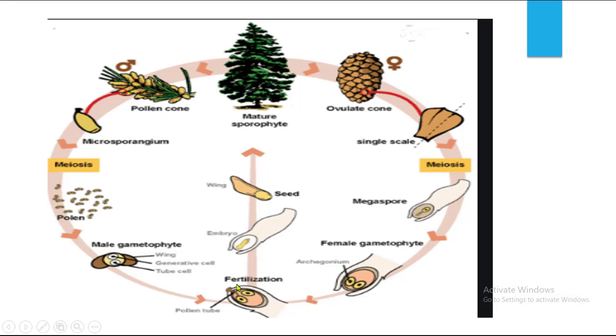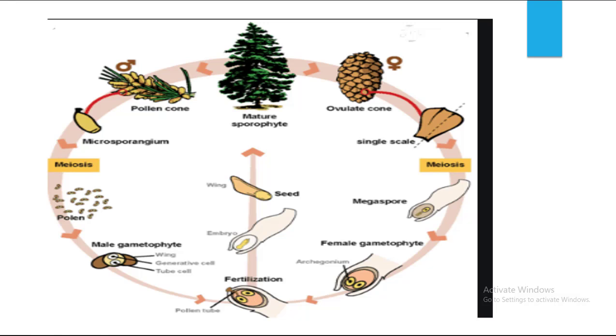But fertilization, this was pollination. When the pollen falls on the archegonium, this is pollination. But a unique feature of gymnosperms is that here fertilization does not necessarily take place soon after pollination. It can take a long time. It can take even a year for fertilization to take place. Pollination is followed by fertilization, which can take place even in a year.